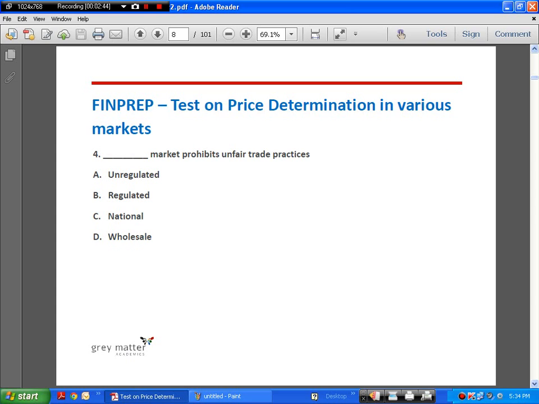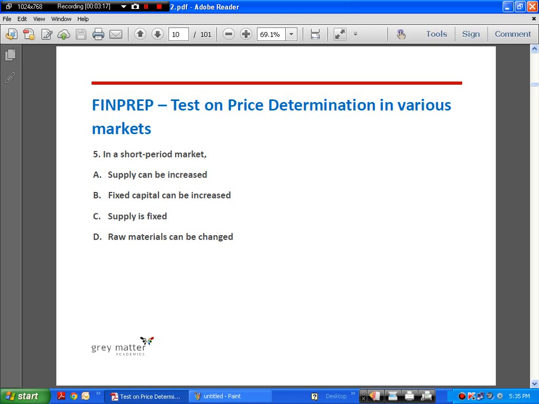The fourth question. Dash market prohibits unfair trade practices. If a market is regulated, it has control over the fair means of transactions that are taking place. Or in other words, the regulated market will see to it that all activities are going on in a just manner. The right answer is option B, regulated market.